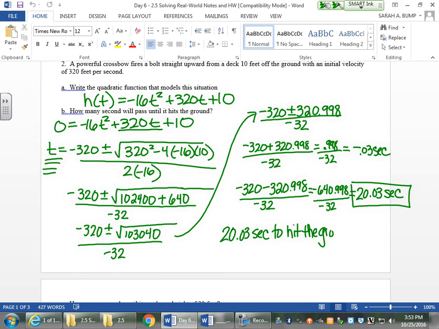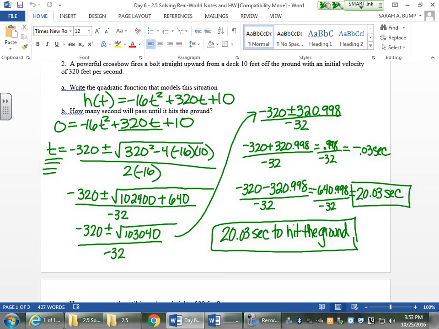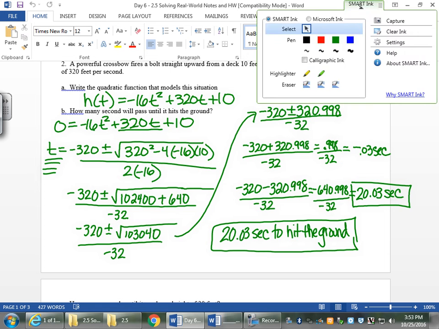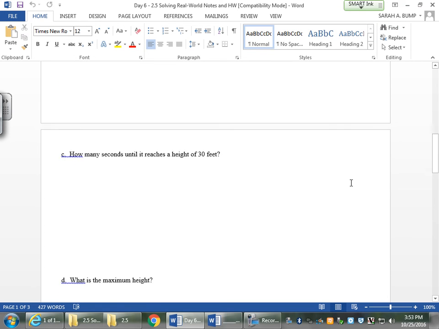I prefer a sentence over just a label to make sure you're actually addressing what the question was asking. Okay? So that's how you do part B, solving, hitting the ground. If we go to the next page, this is going to clear out now. There's still 2 more questions.